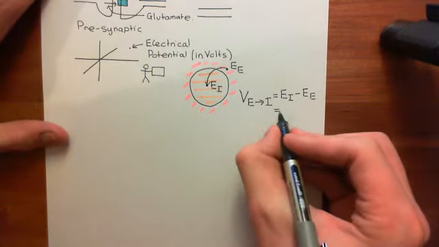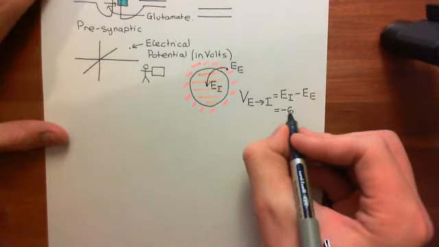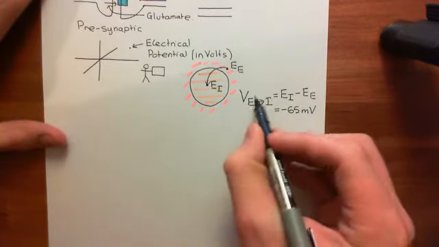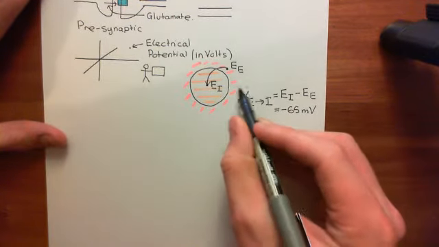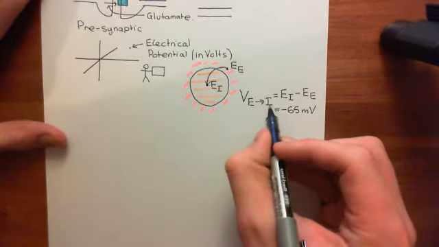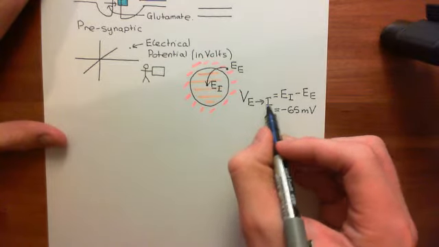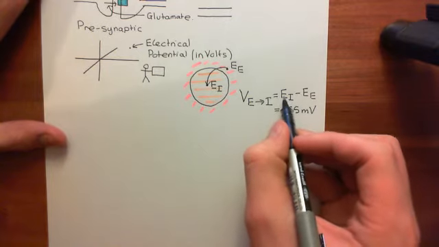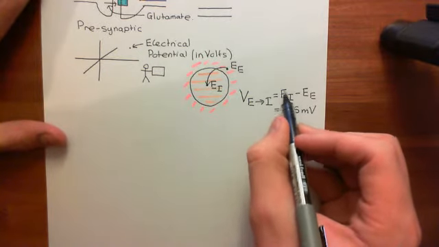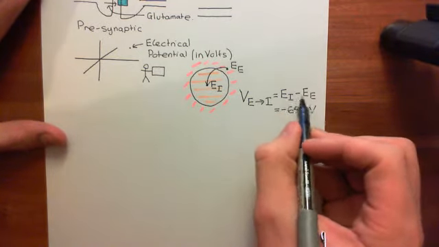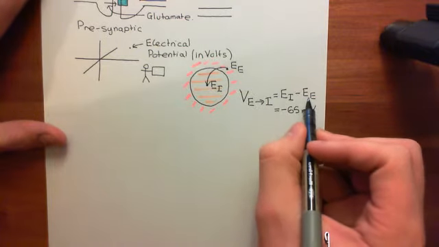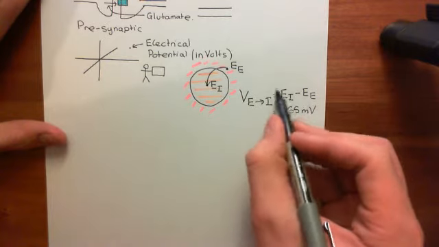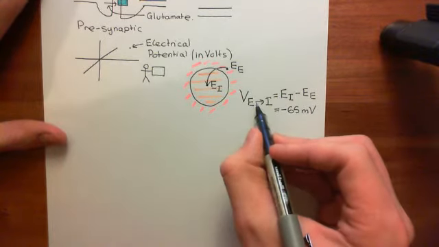Now, usually this number is kept at negative 65 millivolts. Before we go any further, let's discuss the fact that the electrical potential difference across the cell membrane is going to have the same units as electrical potential. Electrical potential has the units of volts, and we are just taking one electrical potential and subtracting off another, and therefore this difference is also going to be measured in volts.